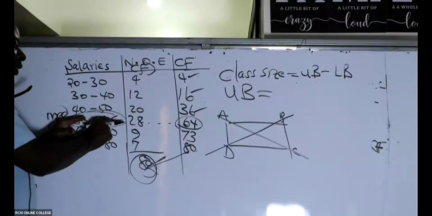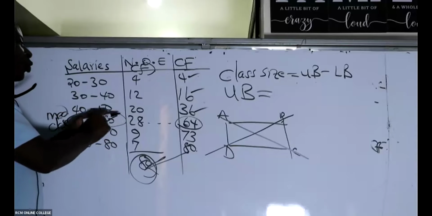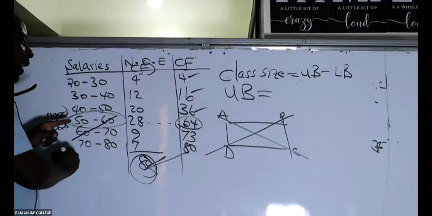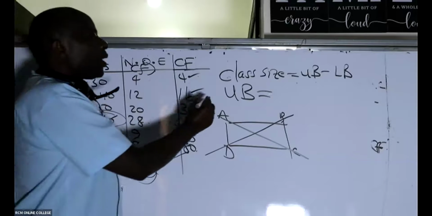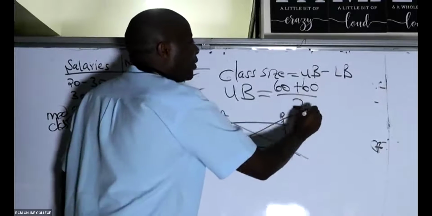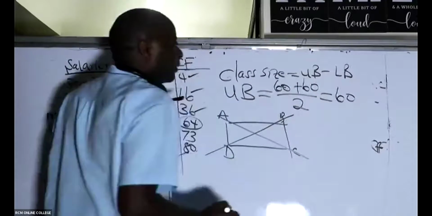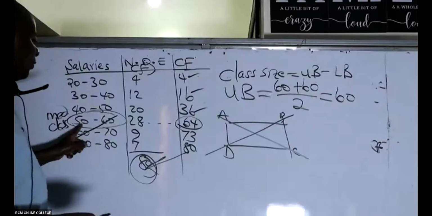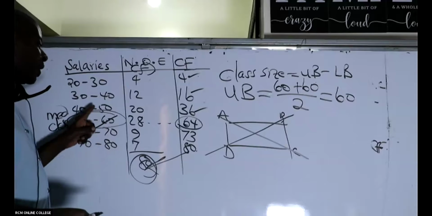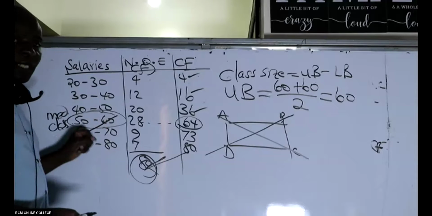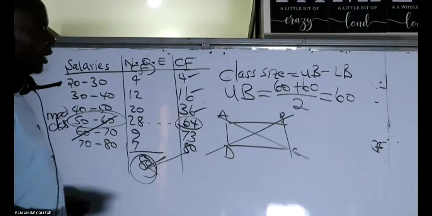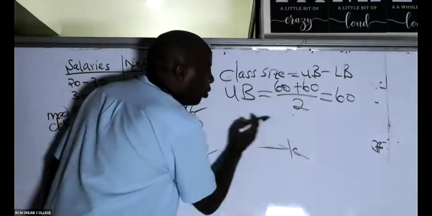So once you have this upper value, to be able to get the boundary, take this secondary diagonal and average. So the upper boundary here, we are lucky because both are the same. It will be 60 plus 60 divided by 2, which will still give us 60. But in most cases, this would have been 50 to 59 and then 60, so it would have been 59.5. But here it is a continuous distribution, so there's no problem. Upper boundary is 60.